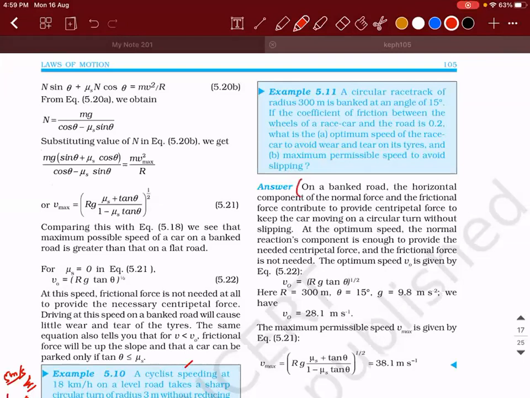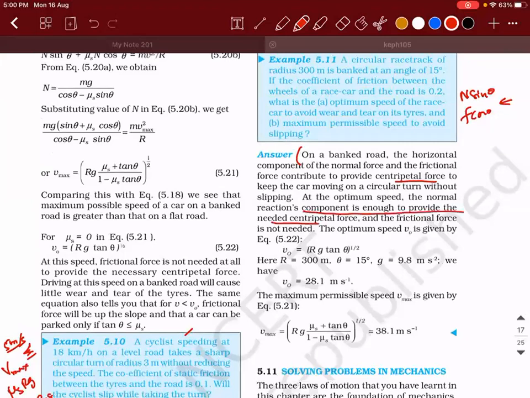So let me read this out. On a banked road, what are you trying to say? The horizontal component of the normal force and the frictional force contribute to provide the necessary centripetal force to keep the car moving on a circular turn without slipping. That is N sin theta and f cos theta, right? N sin theta and f cos theta put together, they are providing the necessary centripetal force. So at the optimum speed, the normal reaction's component is enough to provide the needed centripetal force.